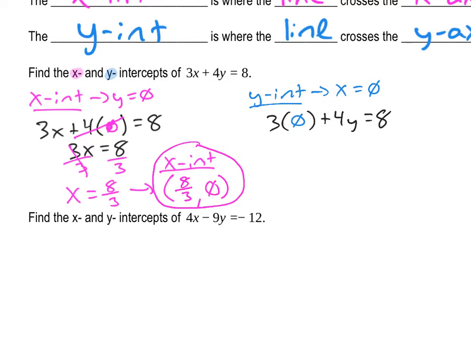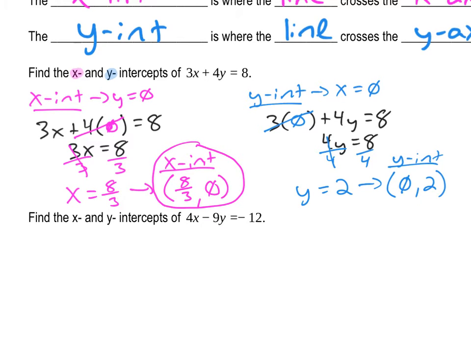Plugging in 0 for x, again, it eliminates that term. 0 times anything goes away. And what you're left with is a one-step equation. 4y equals 8. Very good. Divide by 4 to get that y value of 2. But again, don't stop there. Write the coordinates of the y-intercept. So what is it? 0, 2.